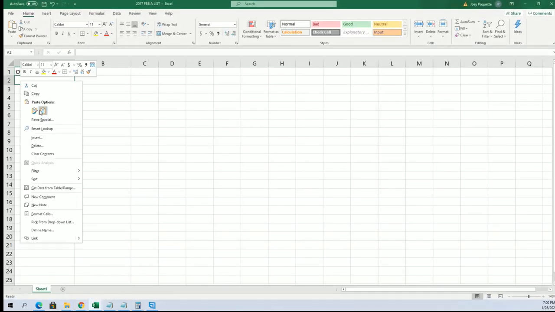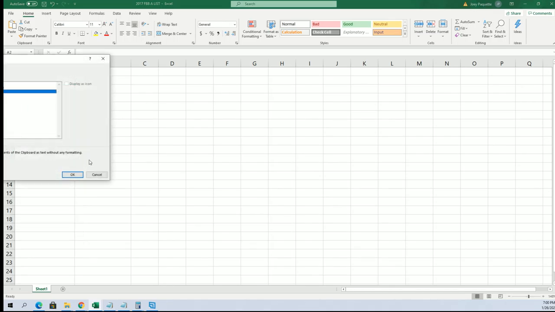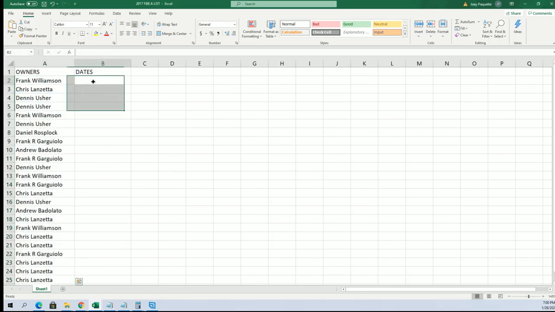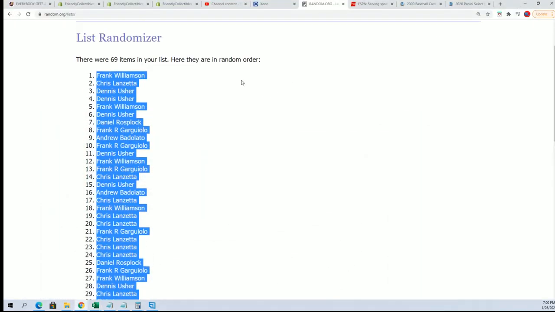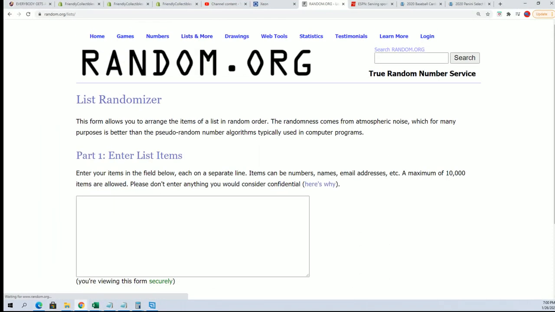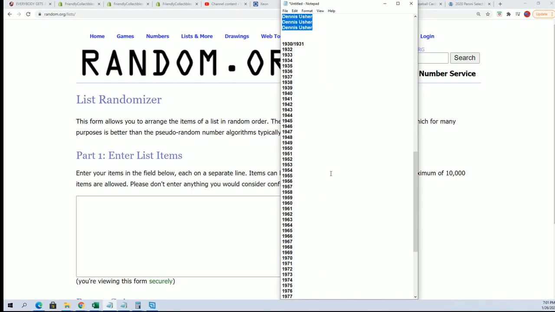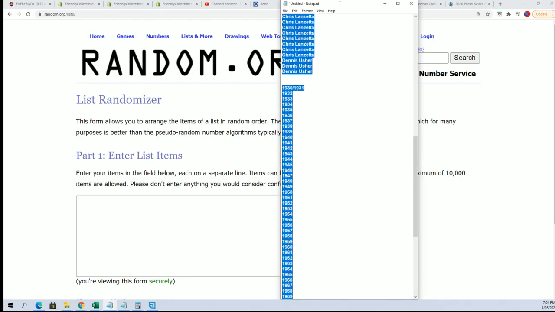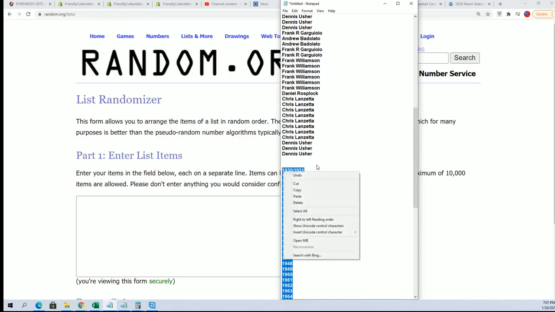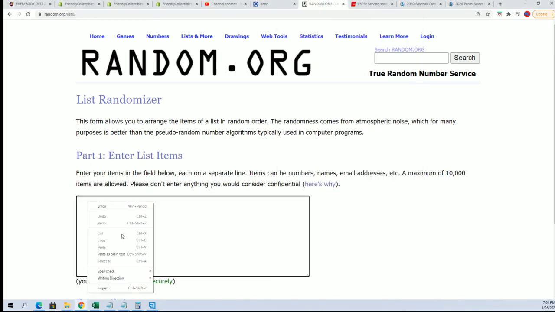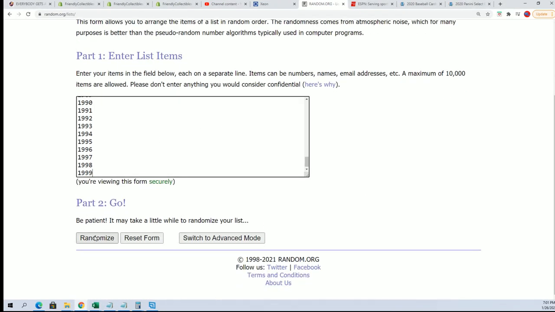So we have the owner name randomizer. Now let's go to the date randomizer, and I do need to modify that one date that's kind of messed up. There it is down there. Okay, so here we go. Seven times through.